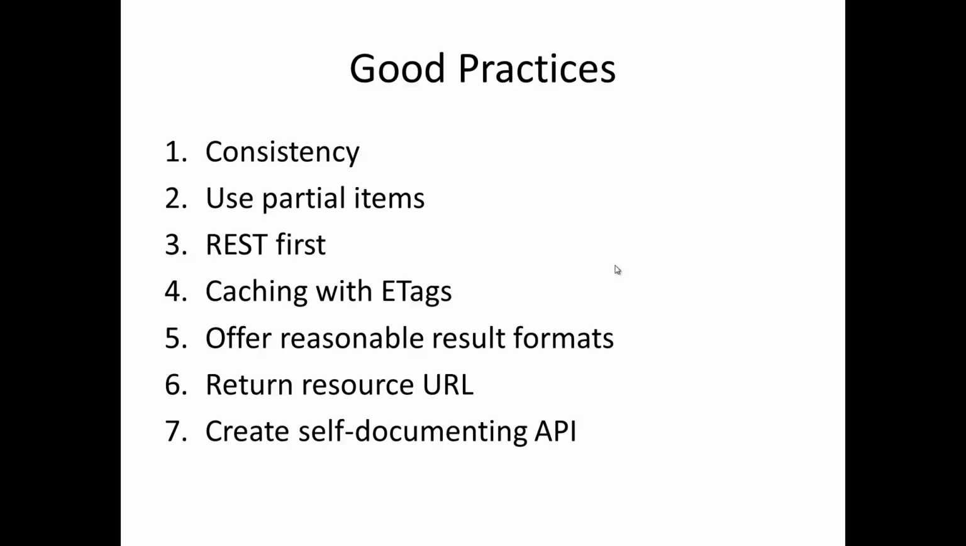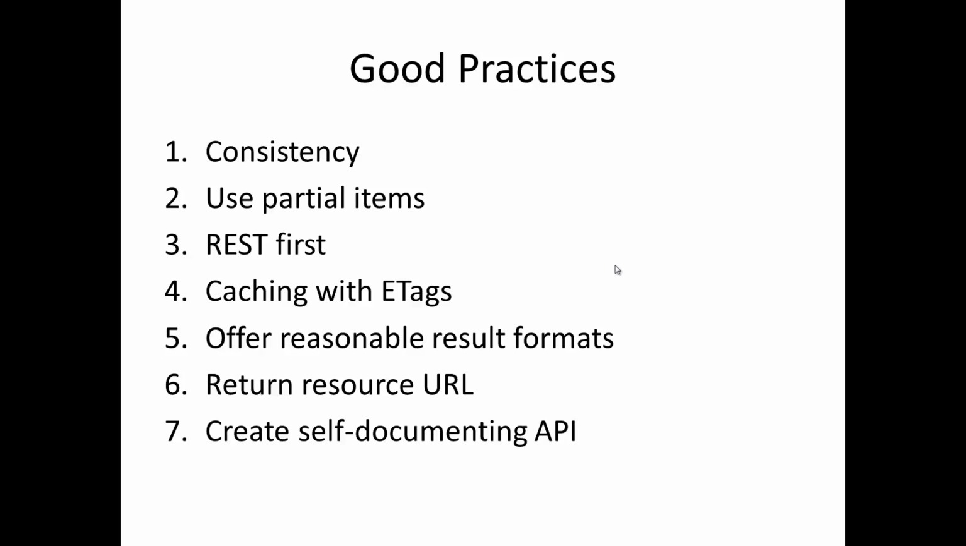Three more points. The third last: offer reasonable result formats. It means you don't have to offer all possible formats like CSV and I don't know, binary and whatnot. Typically, you would look at JSON and XML. That's usually what you're interested in. Sometimes it might be Atom or RSS, if it's a typical feed, but usually that's it. So offer reasonable result formats that make sense and be happy with it.